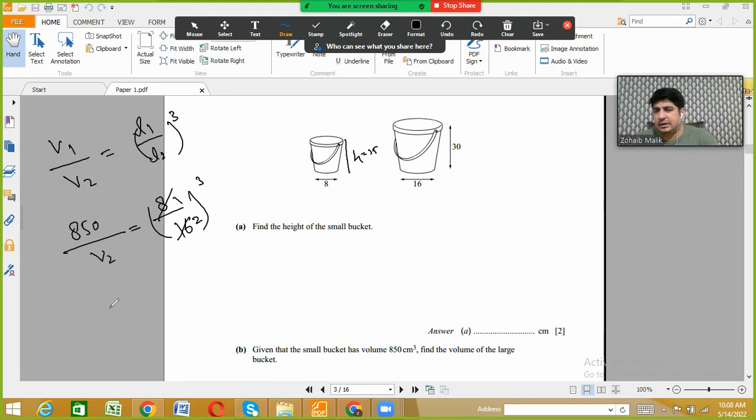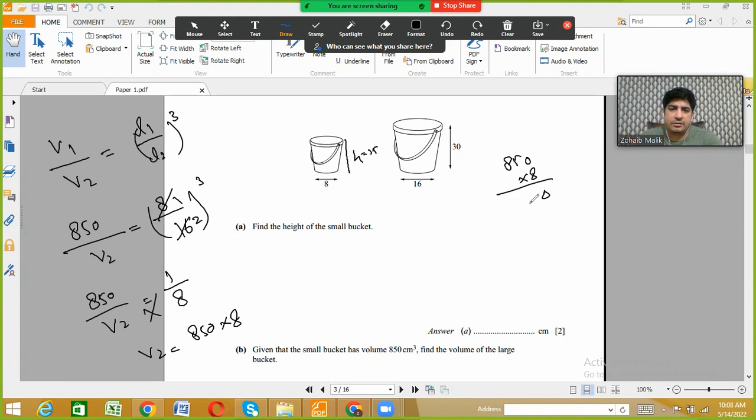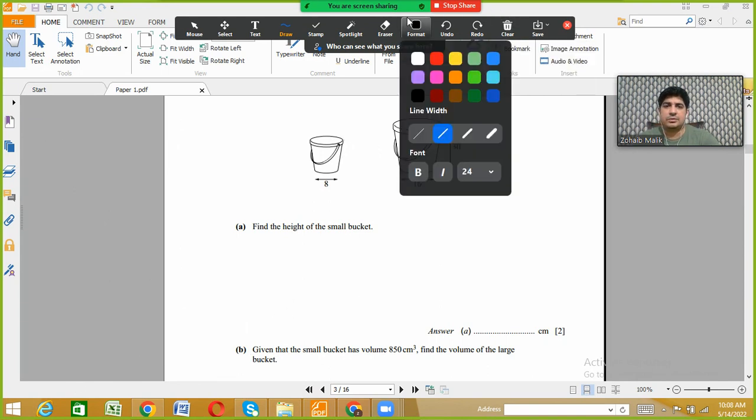8 ones are 8, 8 twos are 16. So 850 over V2 is equal to 1 cube is 1 and 2 cube is 8. Cross multiply again. V2 into 1 would be V2, and 850 into 8. So now 850 into 8, this would be 0, 8 5s are 40, 4 carry, 8 8s are 64 and 4 is 68. So the final answer is 6800 centimeter cube. So this is the volume of the larger bucket.